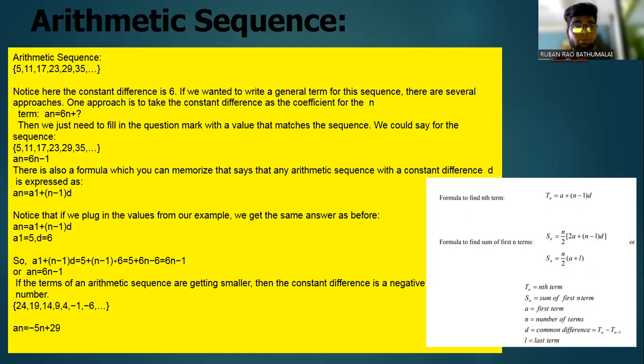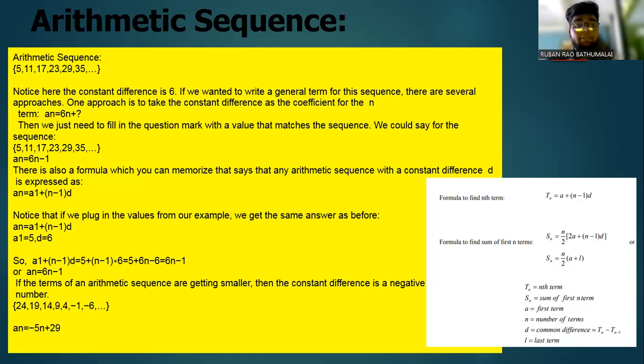We could say the sequence, you can substitute, 6n minus 1. There is also a formula which you can memorize: any arithmetic sequence with a constant difference d is expressed as a1 plus n minus 1 in brackets times d.